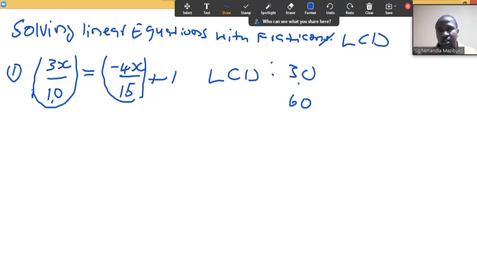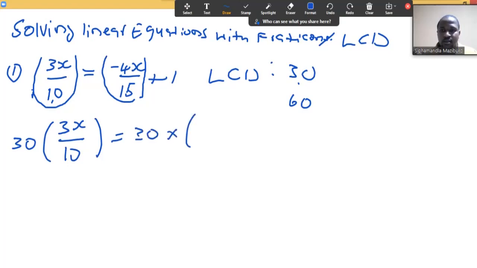So we're applying our LCD, and we need to multiply both sides by the LCD. Our LCD is 30, so we multiply 3x over 10, and this is equal to 30 multiplied by minus 4x over 15 plus 1. You can see 30 divided by 10 is 3. That means we need to have 3 times 3, which gives us 9x.